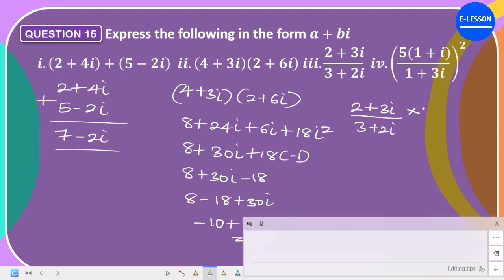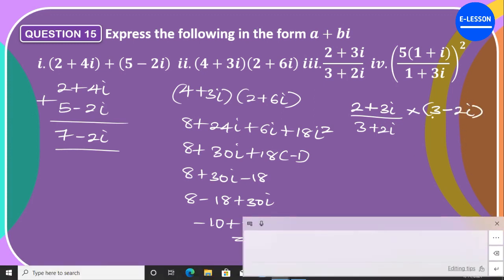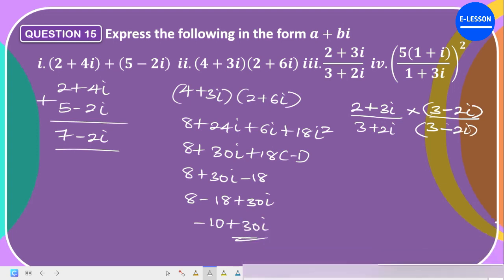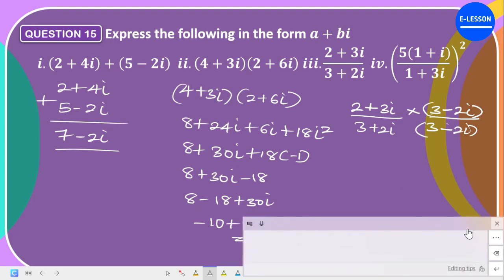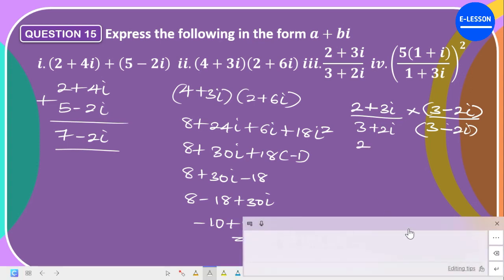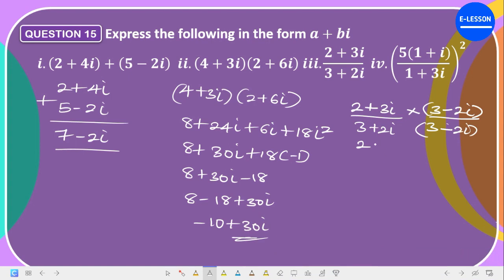So this becomes 3 minus the conjugate of this. I told you that the conjugate of the denominator is what you have by multiplying that by this, and this gives us 3 minus 2i, not by multiplying, rather by changing the sign in between. And this gives us 2 plus, there we have 3i.